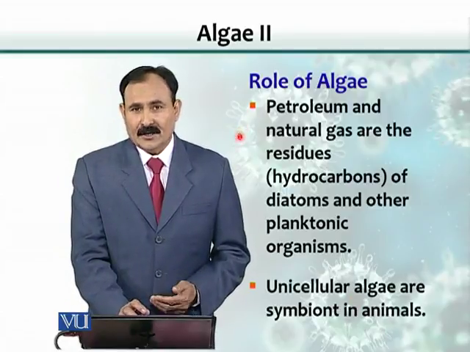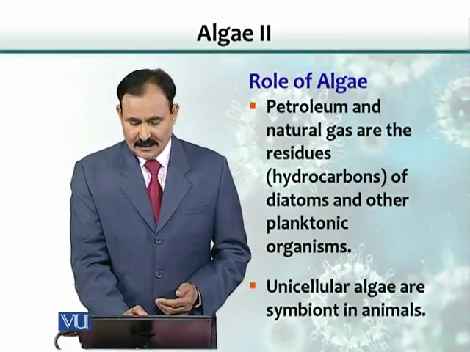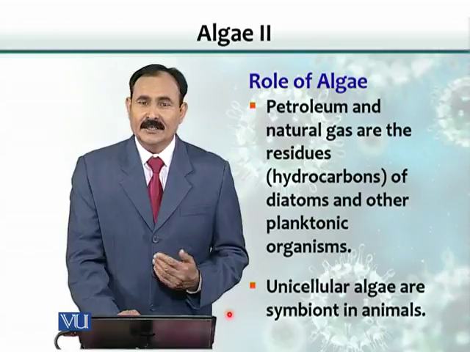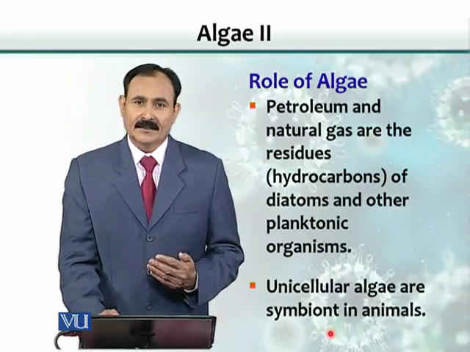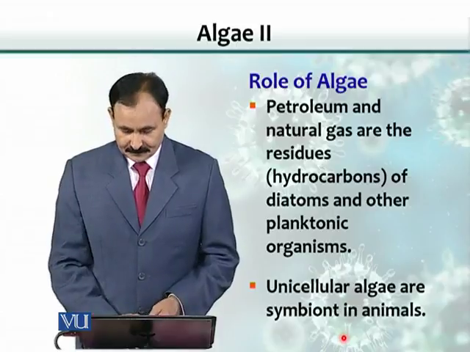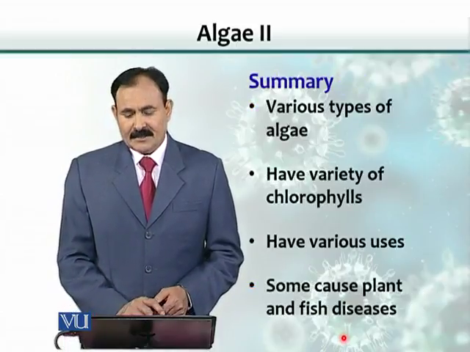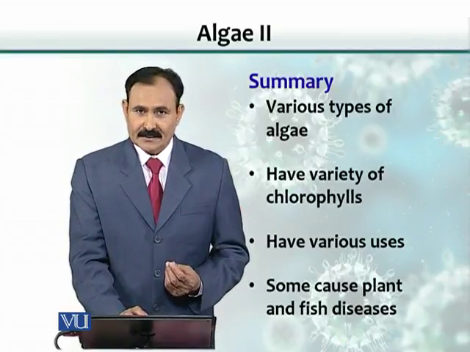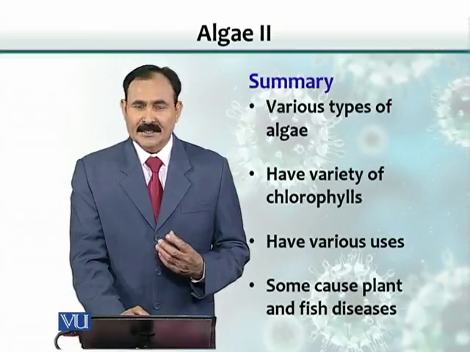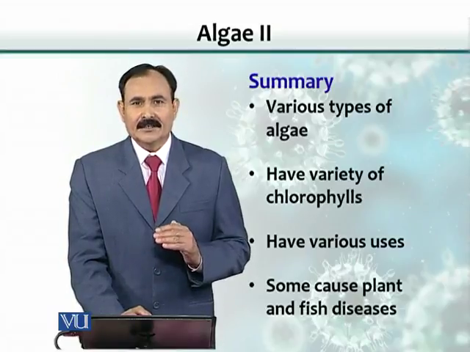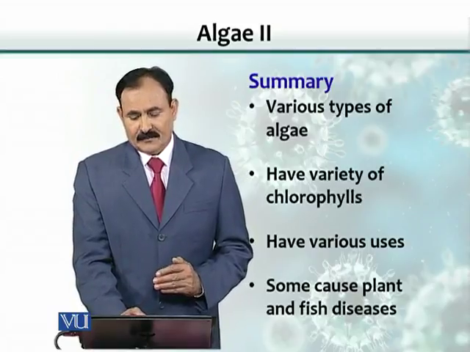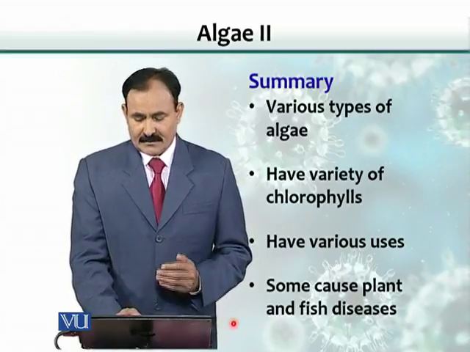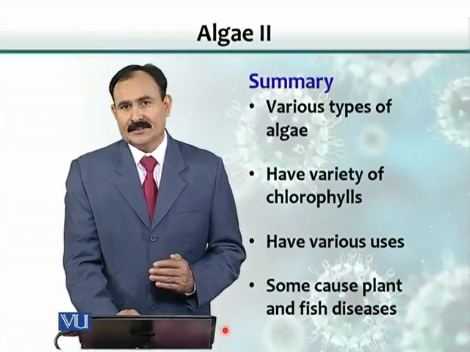They also produce oil, petroleum products, and the unicellular algae also live in a symbiotic relationship with animals. So in summary, there are various types of algae. They have a variety of chlorophylls for capturing various wavelengths of light at different depths of the ocean. These algae have various uses in the food chain, and some cause diseases in plants, some cause diseases in fish as well.